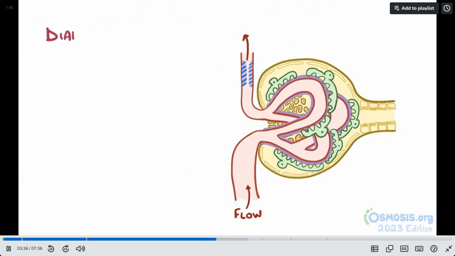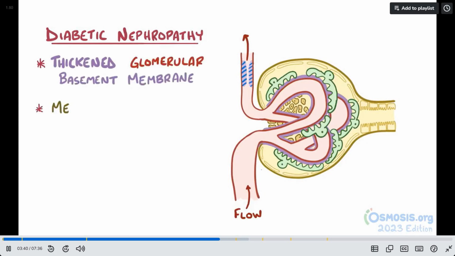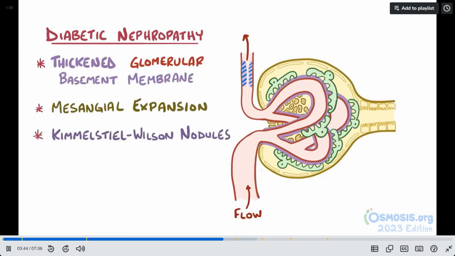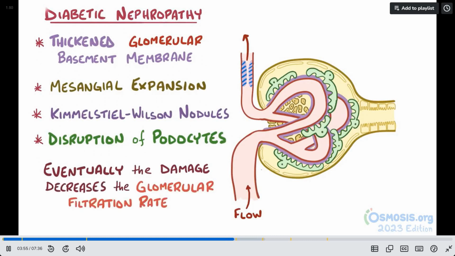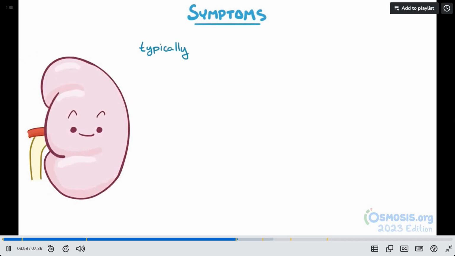So in the end, the key abnormalities in diabetic nephropathy are a thickened glomerular basement membrane, mesangial expansion, Kimmelstiel-Wilson nodules, and disruption of the podocytes. Eventually, these changes damage the glomerulus so much that it's unable to filter blood normally, and the glomerular filtration rate decreases. Typically, diabetic nephropathy starts quietly, with no symptoms during the hyperfiltration phase.